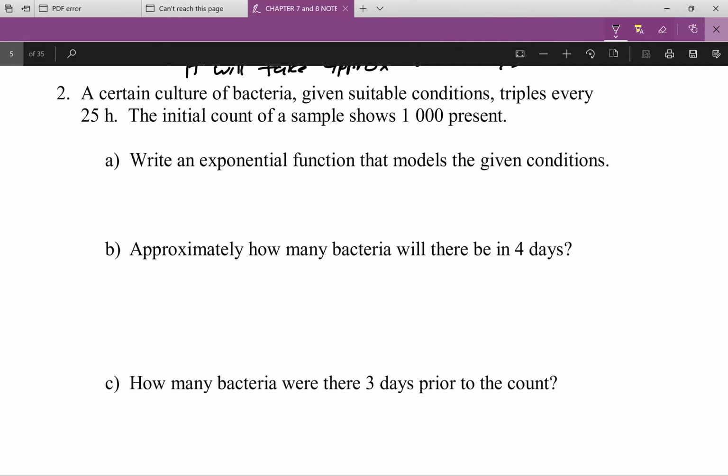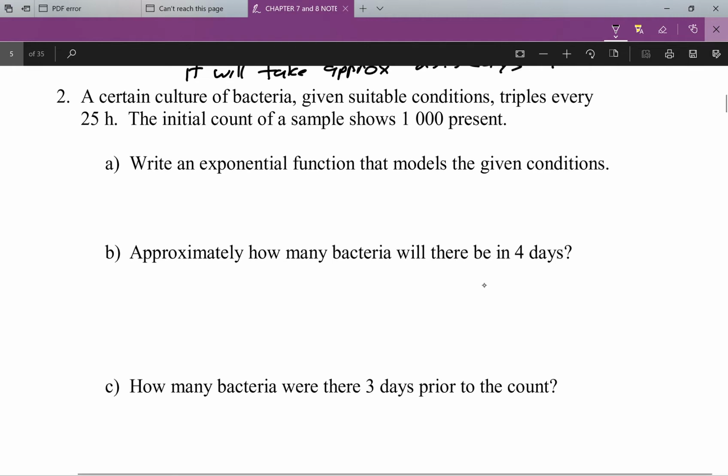So we're going to keep on keeping on within these questions. A certain culture of bacteria, given suitable conditions, triples every 25 hours. The initial count of a sample shows 1,000 present. So if we want to first write the exponential function, I'm going to get A equals. Now we see that we start with 1,000, so I put in that 1,000, and then it triples every 25 hours. So that means we're going to have the 3 in there.